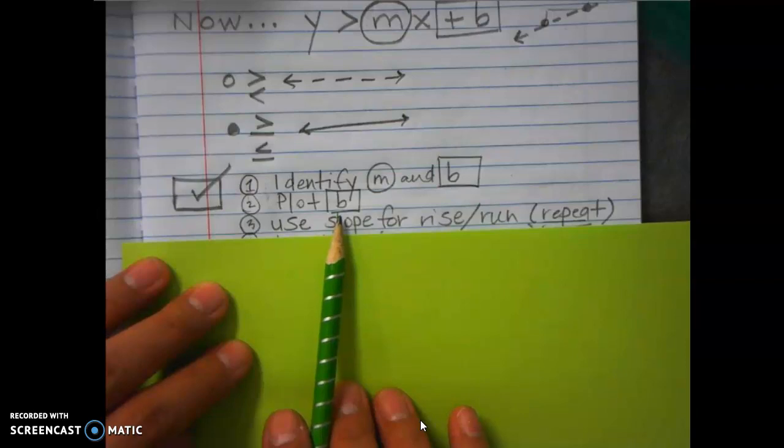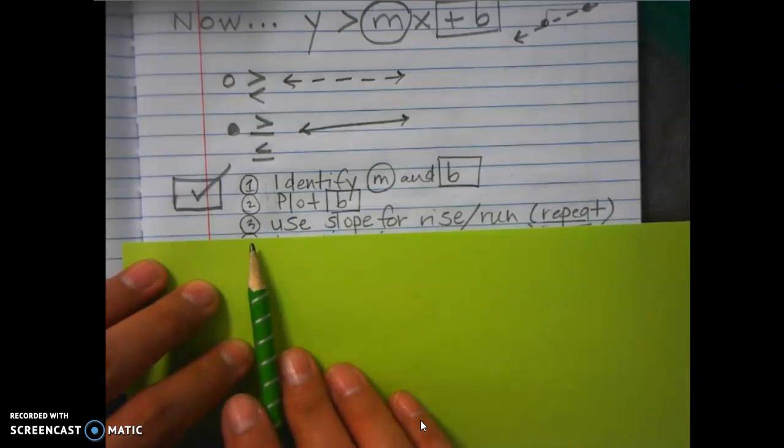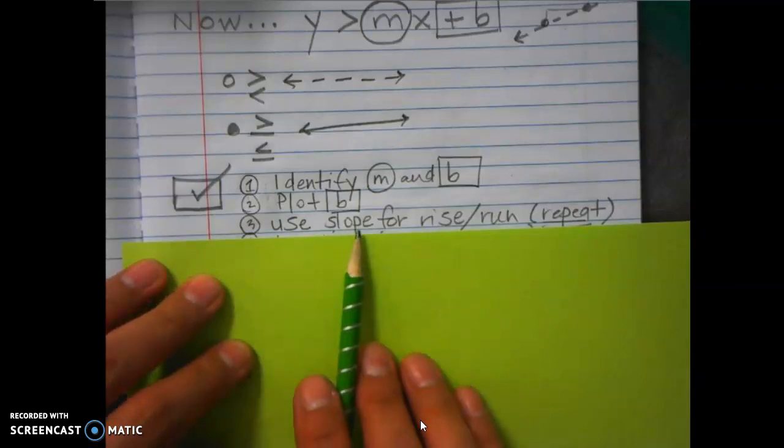Your second step is to plot your B, your y-intercept. Remember, we find that on the y-axis. That is our first point. Go ahead and plot that on your graph first. Your next step, step 3, is to use slope for rise over run.